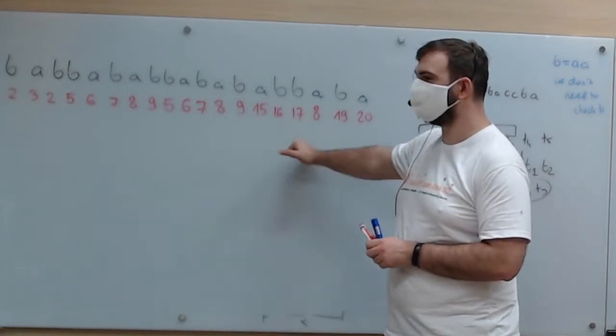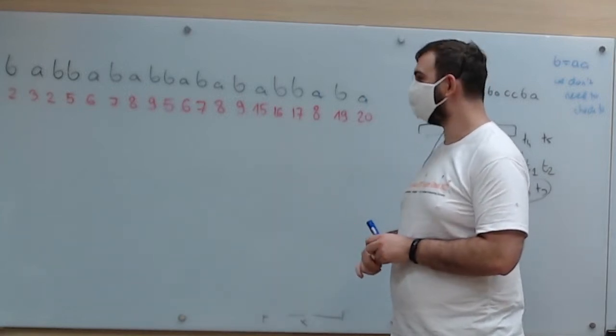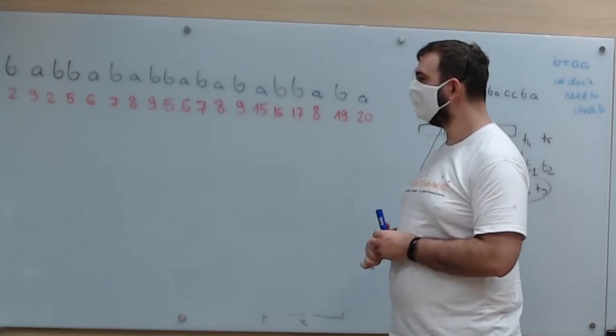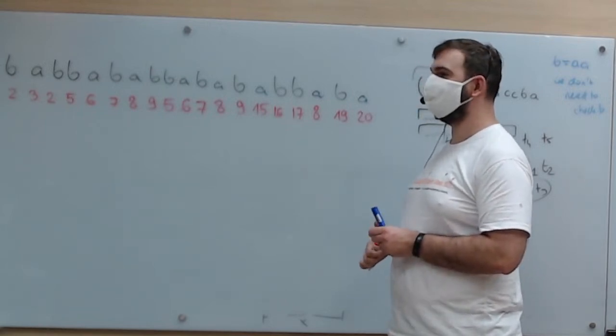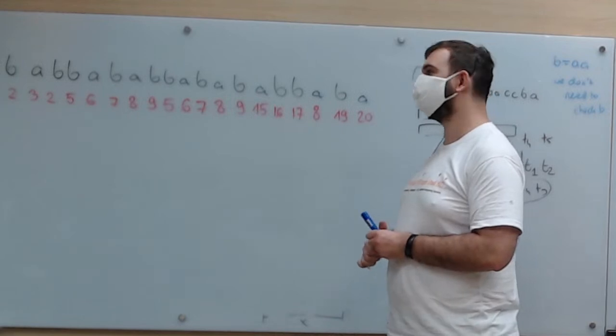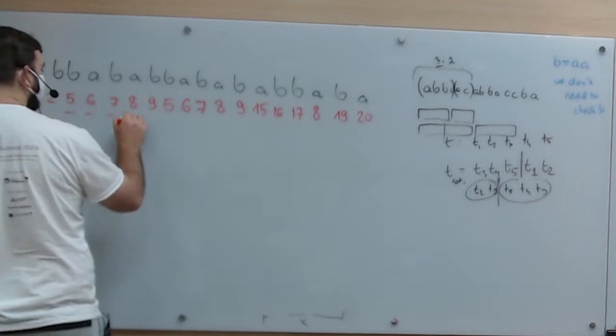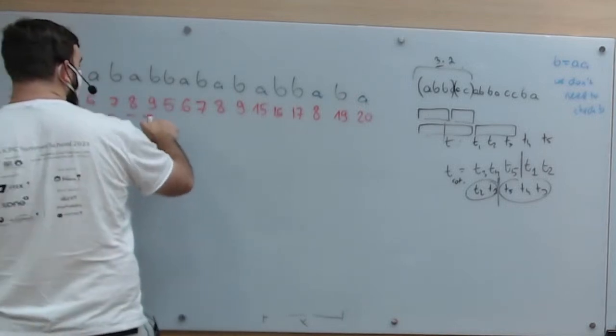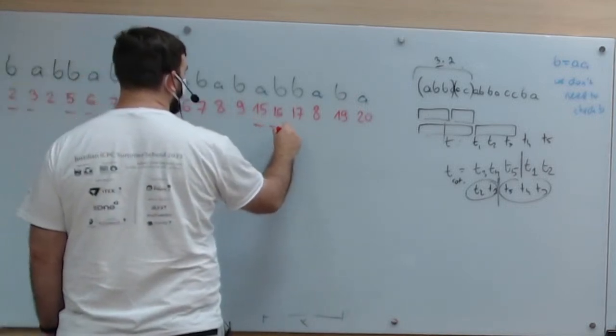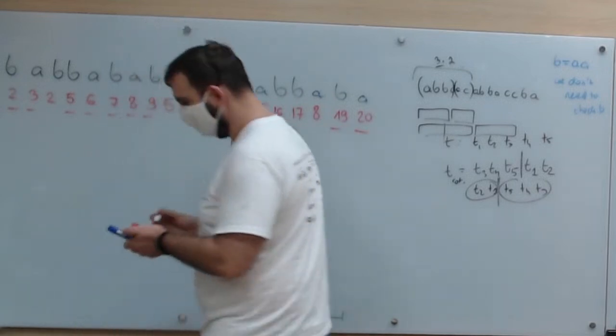Okay, so now we need some observations based on that. First observation that is rather trivial. Quite often we get the answer equal to the length of the word. And it is very often. So it's 1, 2, 3, 4, 5, 6, 7, 8, 9, 15, 16, 17, 18, and 20. Okay?